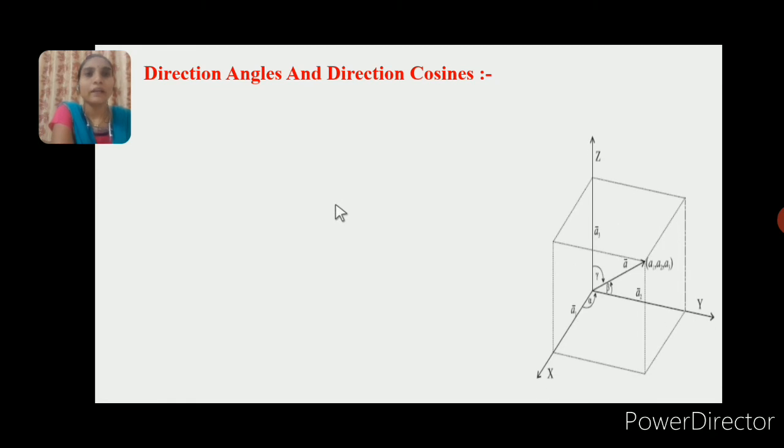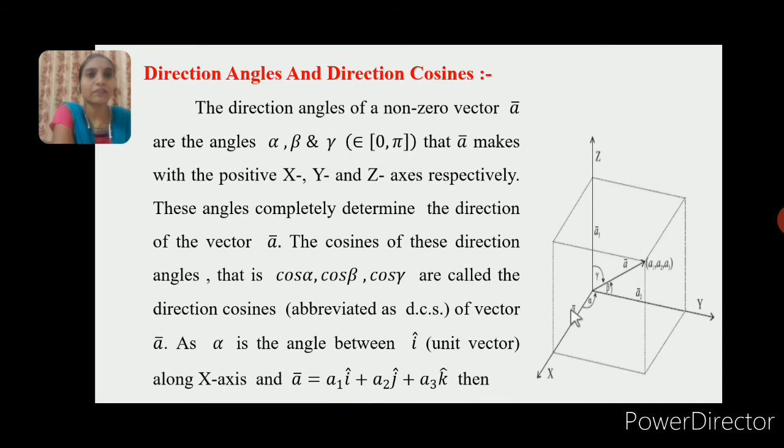Direction angles and direction cosines. See in figure, the direction angles of non-zero vector A bar are the angles alpha, beta, gamma belonging to the closed interval 0 to pi, that A bar makes with positive x, y and z axis respectively. These angles completely determine the direction of the vector A bar. The cosines of these direction angles, that is cos alpha, cos beta, cos gamma, are called the direction cosines, abbreviated as d.c.s of vector A bar.